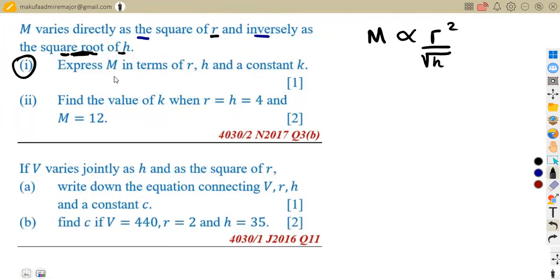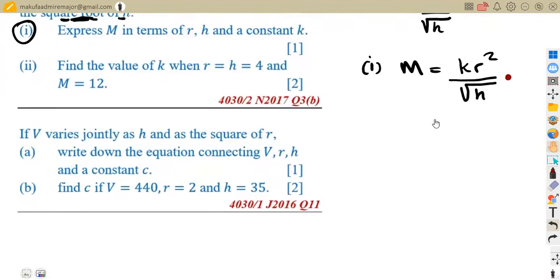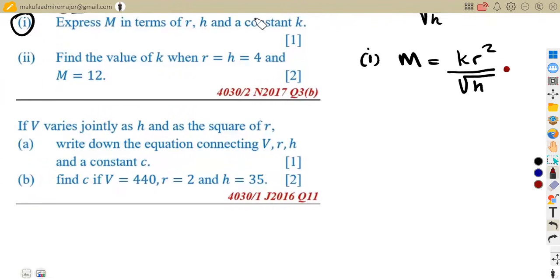Item 1, express M in terms of R, H, and k. We are just introducing the constant, so our item 1: M is going to be kR squared over the square root of H. We are done. We've answered our question. The question is for us to write this in terms of a constant. The constant is involved, so you're supposed to leave the answer with the constant. Then now item 2, find the constant. You are now answering another question. Do not answer as if it's a continuation when it is given stage by stage like this. No. Answer it as it is given.